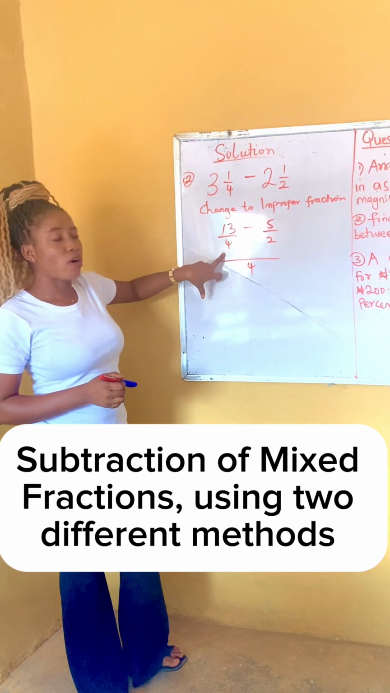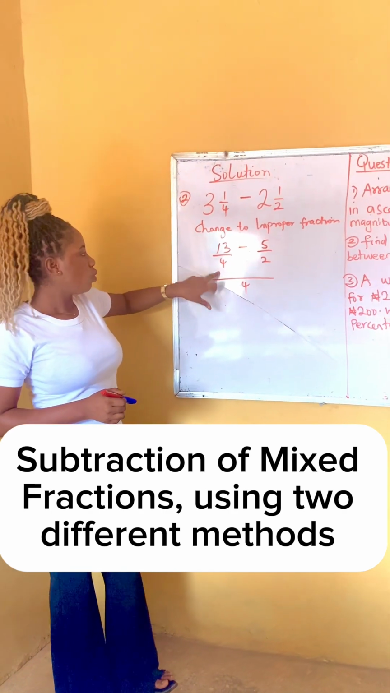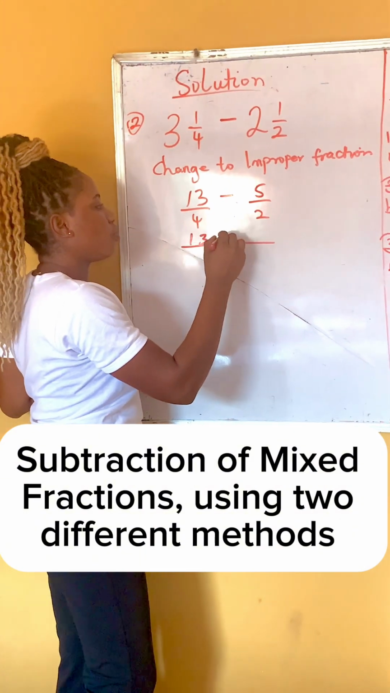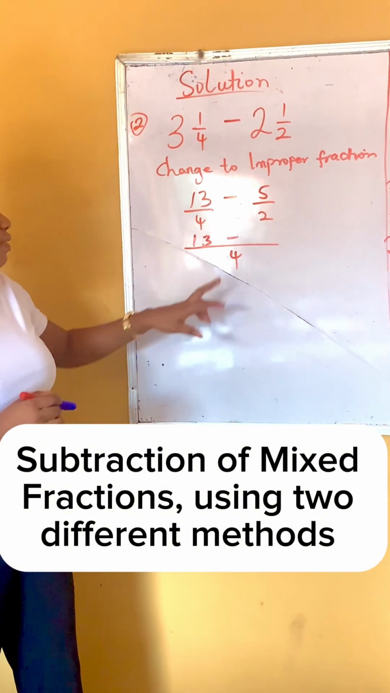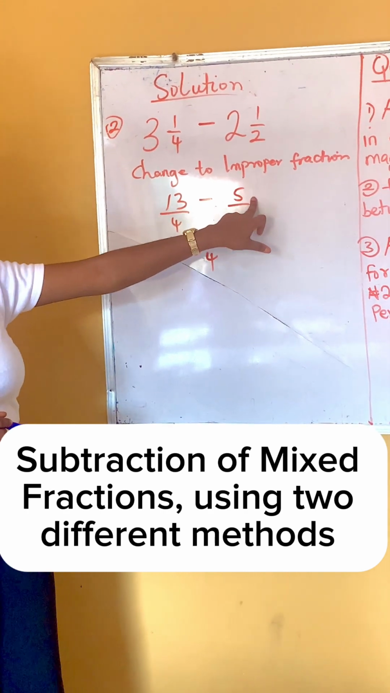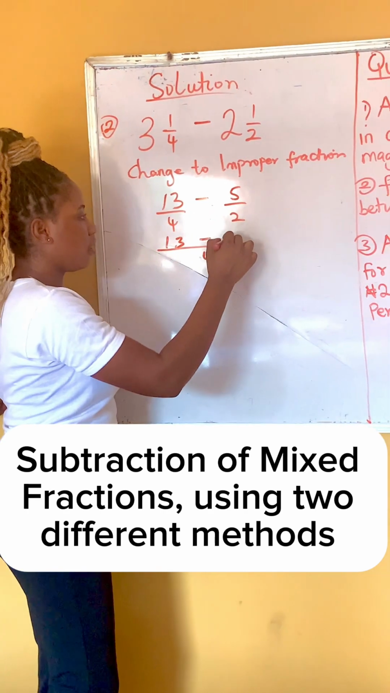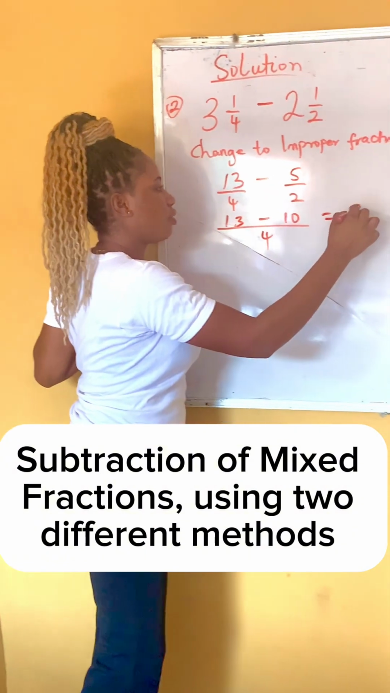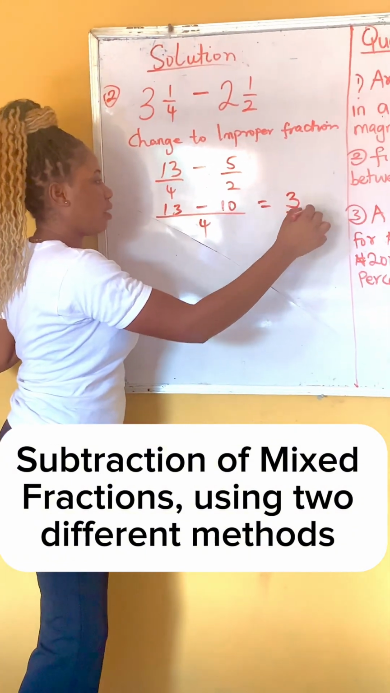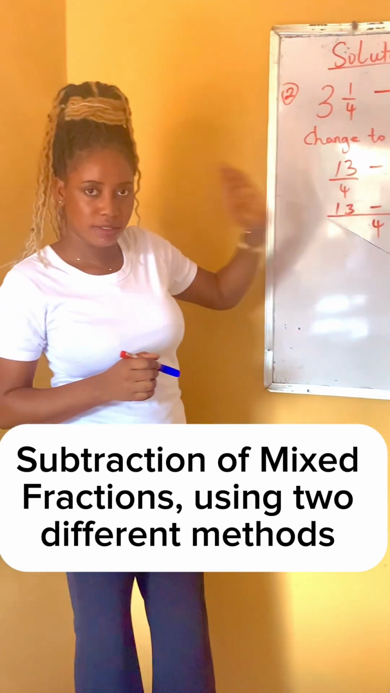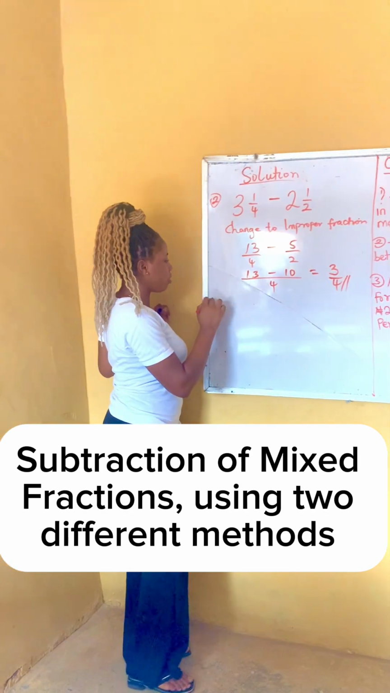4 divided by 4 will give us 1. 1 multiplied by 13 will give you 13. You put your minus sign. 4 divided by 2 will give you 2. 2 multiplied by 5 will give you 10. 13 minus 10 give you 3 all over 4. This is the answer using the first method. Now let's try the second method.